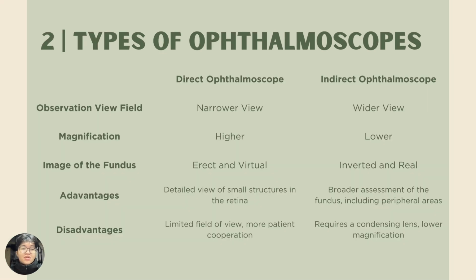Types of ophthalmoscopes. In ophthalmoscopes, there are two types: direct and indirect ophthalmoscope. The direct ophthalmoscope provides a narrower field of view, offering a more focused and detailed examination of the retina. Its higher magnification compared to the indirect ophthalmoscope makes it ideal for examining small structures like blood vessels, nerve fibers, and lesions. The image produced by the direct ophthalmoscope is direct and virtual, allowing for a true representation of the structures seen in the eye.